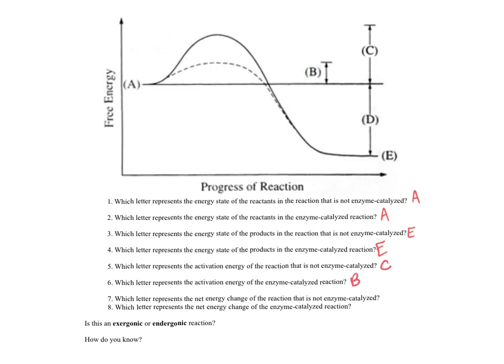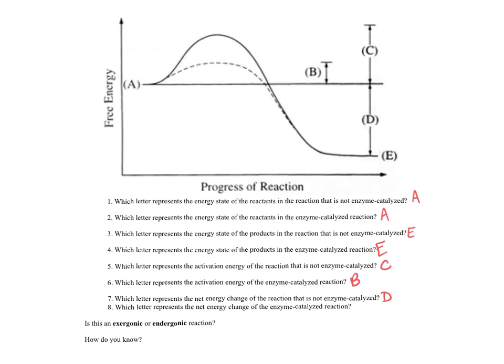Number 7, which letter represents the net energy change of the reaction that is not enzyme catalyzed? That is going to be D. This is your change in free energy. This is the energy that was available in the substrates or the reactants. This is the energy that's available in the product. So this is your change in free energy.